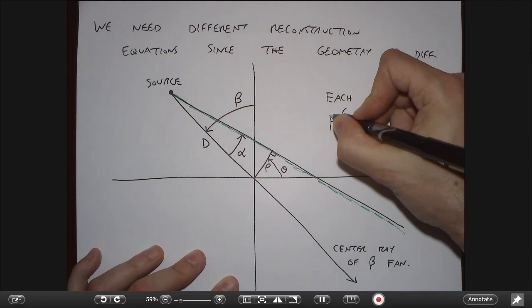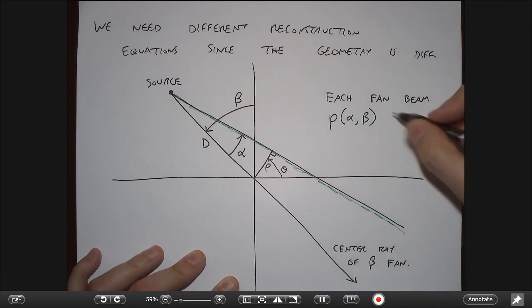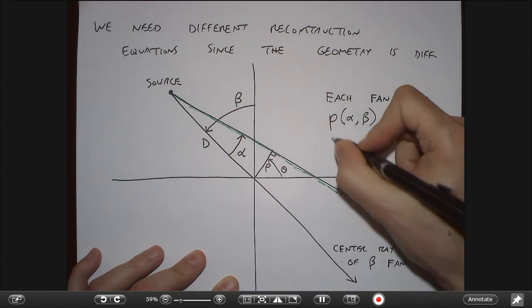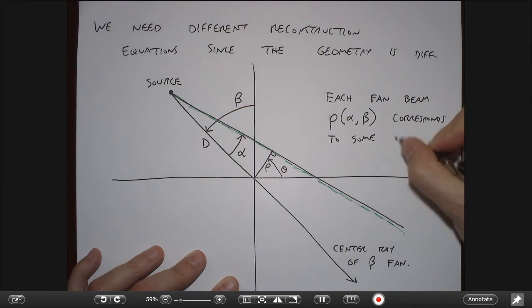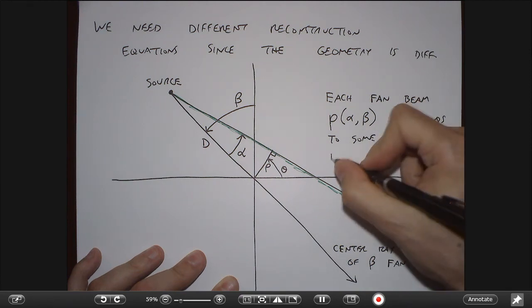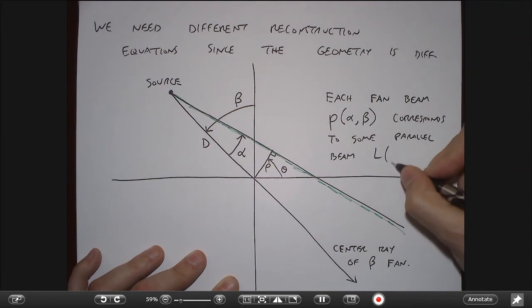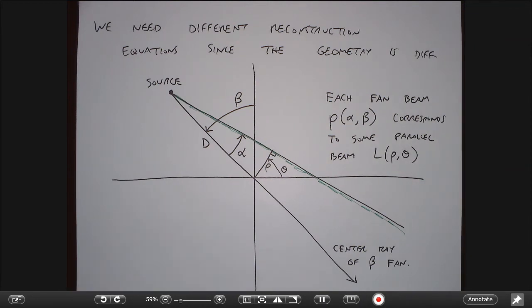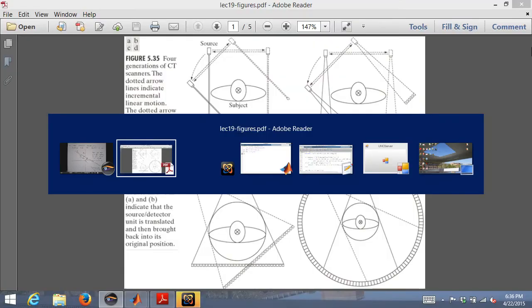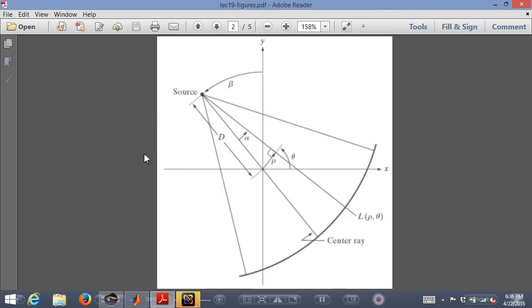Actually, I guess rho is kind of bad notation for this because I used rho for this, so maybe we call it P alpha beta, corresponds to some parallel beam, which I guess I can call the line going from rho theta, right? Okay, so the idea is to use a change of coordinates to go from rho comma theta to alpha comma beta. And before I go on, I'm just going to show a better picture of this.